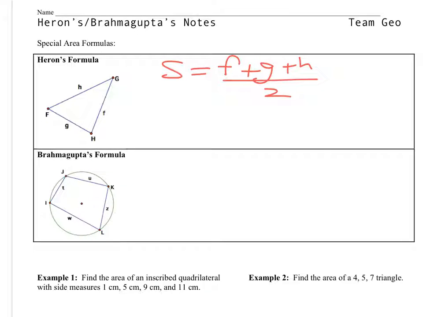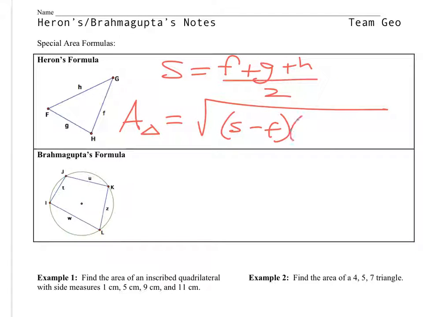All right, and then the area of this triangle, according to Heron's formula, is the square root of S minus F times S minus H times S minus G. And we also need an S out front. So Heron's formula, the square root of S times S minus F times S minus H times S minus G. So you take the semi-perimeter and you multiply it by the semi-perimeter minus all 3 of the sides of the triangle.